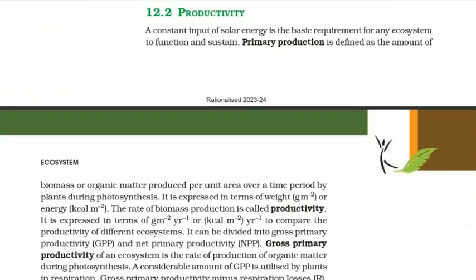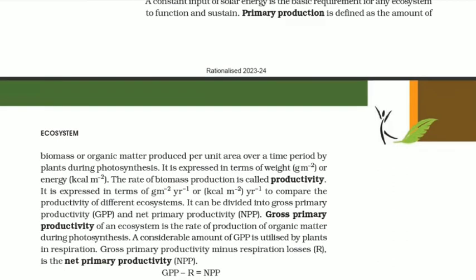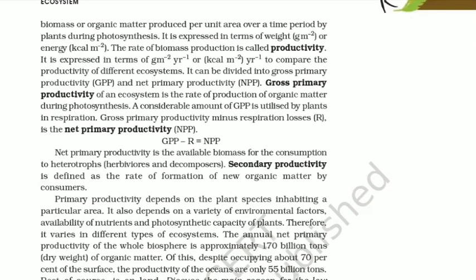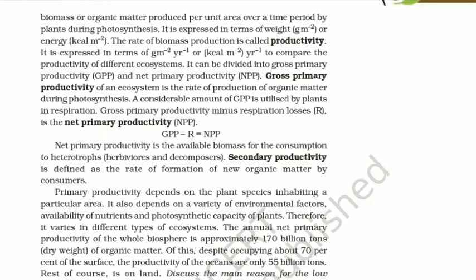12.2 Productivity. A constant input of solar energy is the basic requirement for any ecosystem to function and sustain. Primary production is defined as the amount of biomass or organic matter produced per unit area over a time period by plants during photosynthesis. It is expressed in terms of weight or energy. The rate of biomass production is called productivity. It is expressed in terms of g per m² per year or kcal per m² per year.